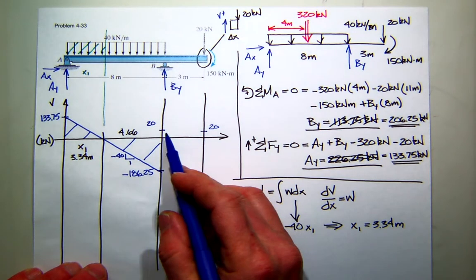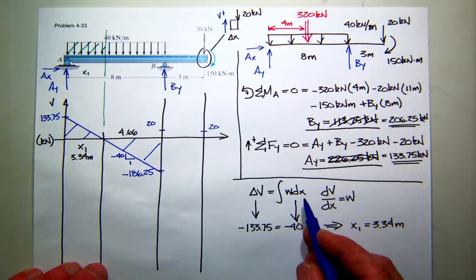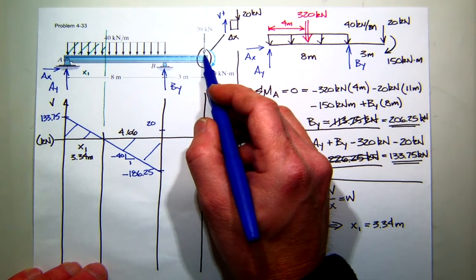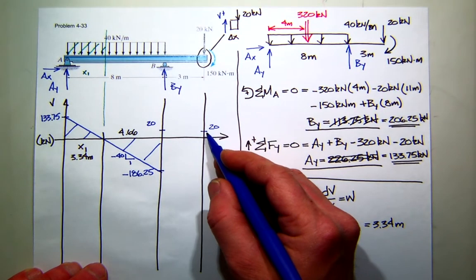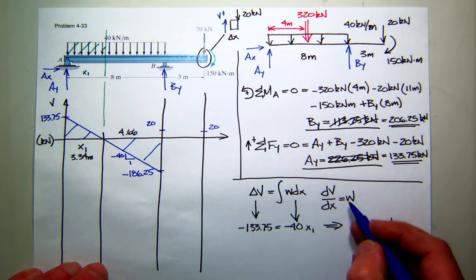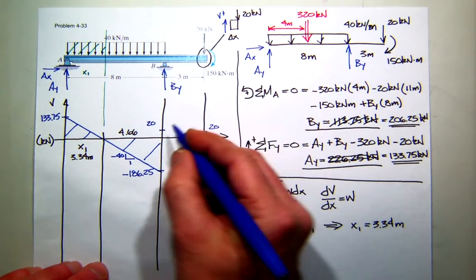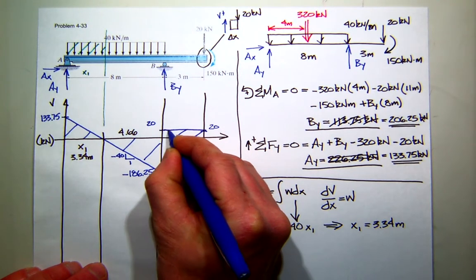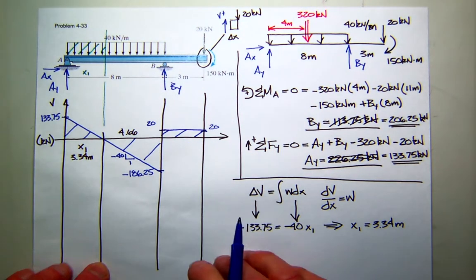So the change in shear between here and here is the area under the load curve, and the load curve is 0. So it matches. Yay. The slope of that is equal to the load, and the load is 0. So I get a horizontal line. There we go. So there's my shear diagram.